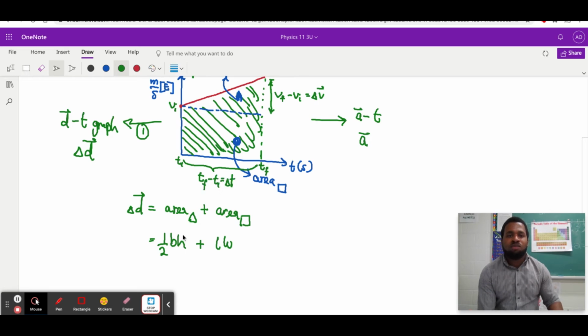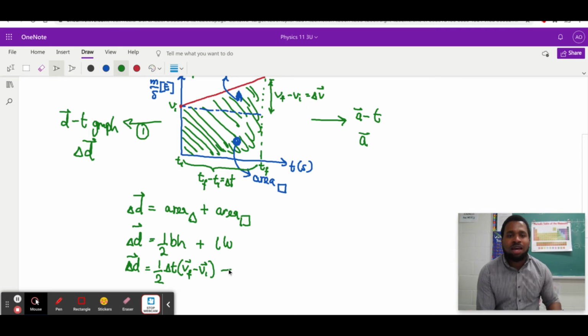which is our change in time. So therefore, our change in position is going to be expressed now in terms of velocity and time, where our base, take note of this, is our time change, and the height of our triangle is our velocity final minus velocity initial. Take note of this to be our velocity, not our speed.